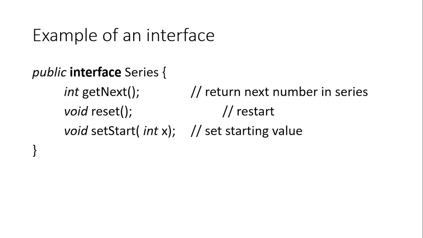Okay, so let's look at how an interface is created. Now I have already created an interface called Series, and you have some method getNext. Remember, it is an interface, so there is no body for this particular thing. There is a reset, again no body, there is a setStart, there is only the declaration, no body. This is why it is an interface. Whether you write public here or not, it does not make a difference because it is public.